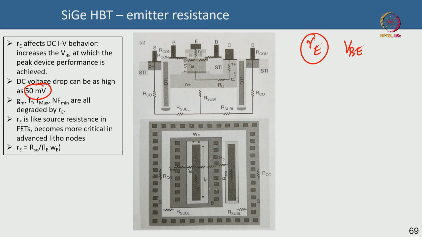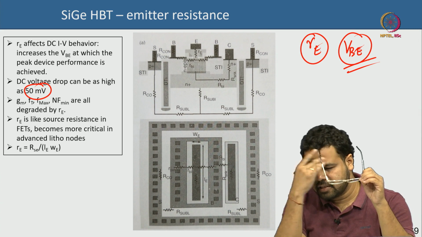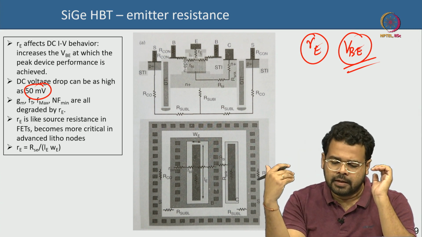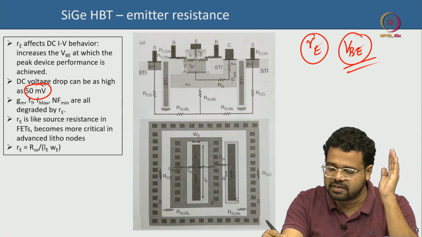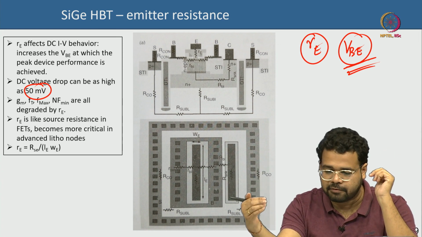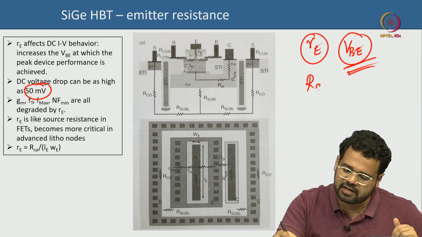So if you drop such an amount of voltage on the excess parasitic emitter resistance, including parasitic intrinsic plus extrinsic, then what you are going to see in the base-emitter junction is lower. So you need to apply an even higher VBE to observe peak performance. The emitter resistance can affect the DC behavior very much. It will decide at what base-emitter applied voltage you are going to see the peak performance. It's like the source resistance in an FET.